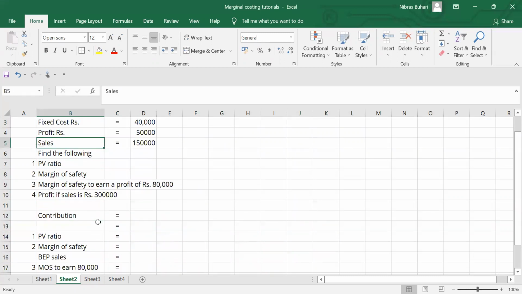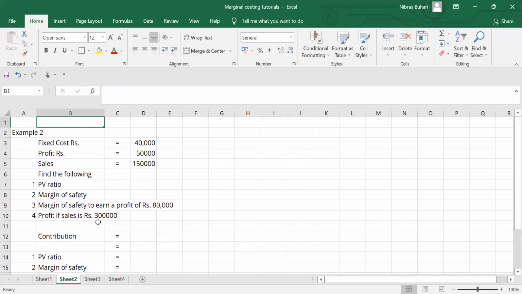Find PV ratio, find margin of safety, find margin of safety to earn a profit of rupees 80,000, and profit if sales is rupees 3 lakhs. But the data I have provided is not like the one I gave earlier. Now the data is slightly different. Here I've given total fixed cost, profit, and the total sales. Now first, you need to find PV ratio.